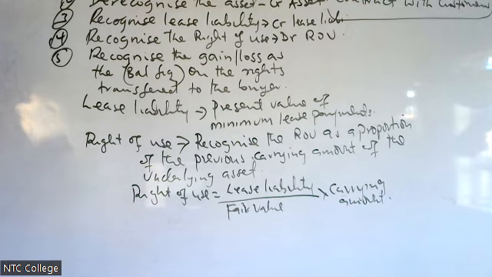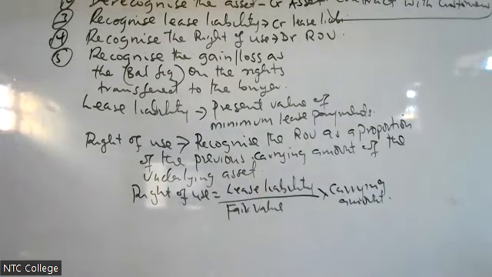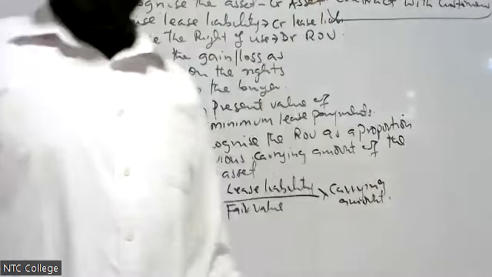Therefore, for me to get the right of use, I will first have the lease liability. I divide by the fair value, then I multiply by the previous carrying amount to get what we call the right of use. That's how you get the right of use asset.